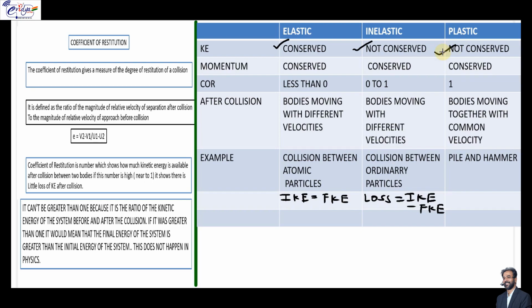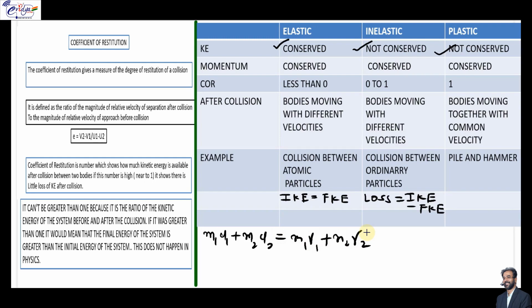But remember, momentum is conserved everywhere, because there is no external force acting on the system of the balls or bodies. So that's why momentum is conserved everywhere. So initial momentum is always equal to final momentum. In the first collision, you can write the equation like this: m1 u1 plus m2 u2 is equal to m1 v1 plus m2 v2.